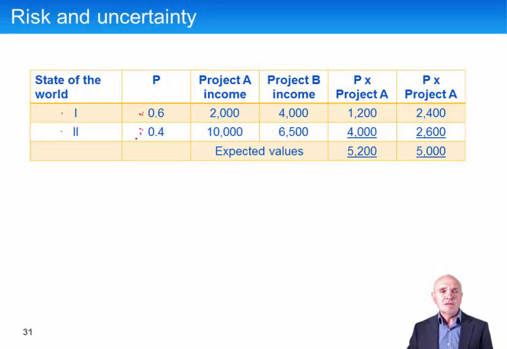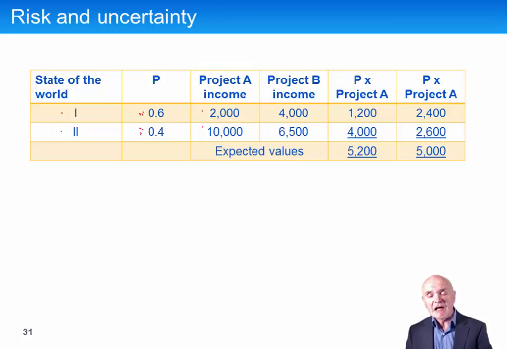And this example deals with two projects, or two factories, or perhaps opening in country B. A project is a very general name. If we invest in project A, and there are going to be identical costs for these projects, then we could get 2,000 or 10,000, with a probability of 0.6 or 0.4. However, in project B, we're going to get 4,000 or 6,500, again with the probabilities of 0.6 and 0.4.